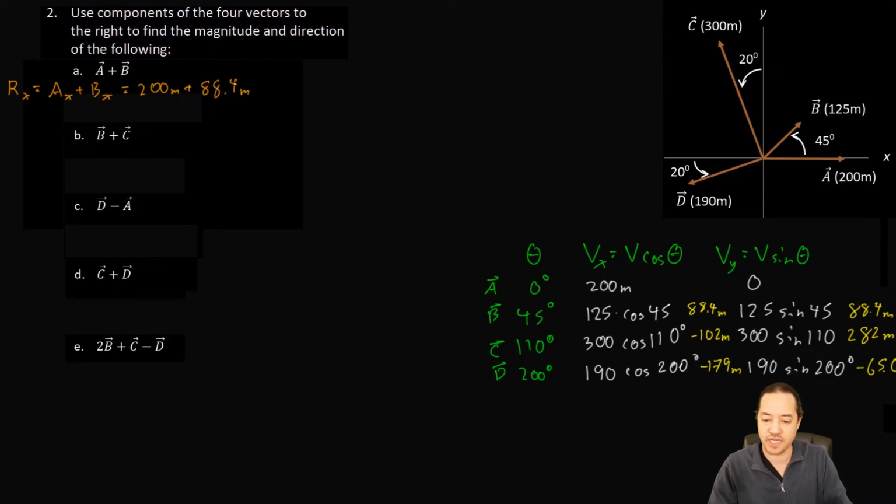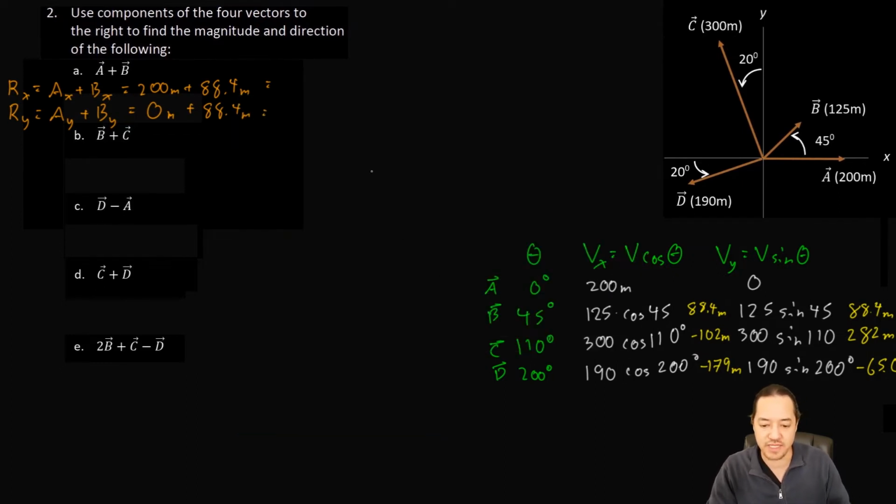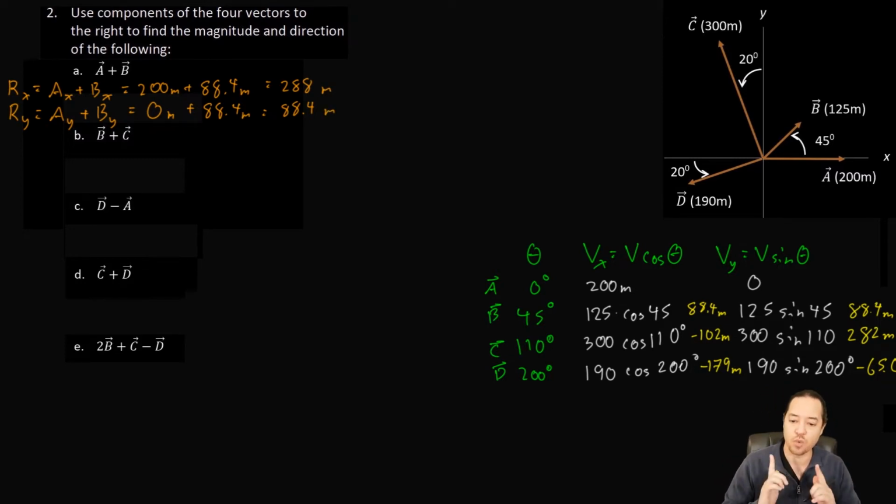And the B component, B sub x, is equal to 88.4 meters, okay? Now the y component, so r sub y, is going to be A sub y plus B sub y. A sub y is 0, right? Because it's lying on the x-axis. That's 0 meters, plus B sub y, which is 88.4. Okay, so what do we have here? 200 plus 88.4 is going to give us 288. And here we have 88.4. Okay, so these are the components for the resultant vector when we add these two together.